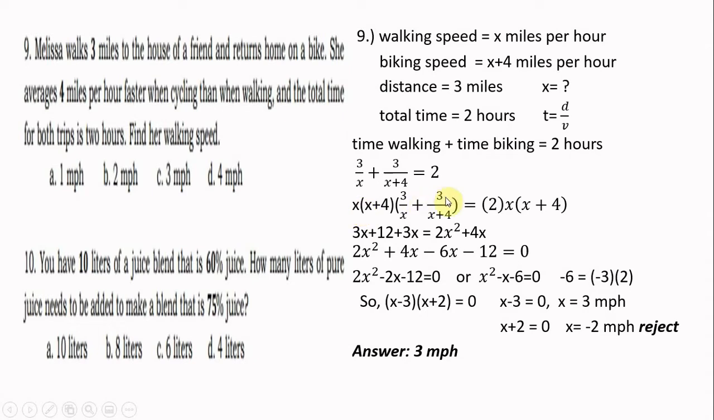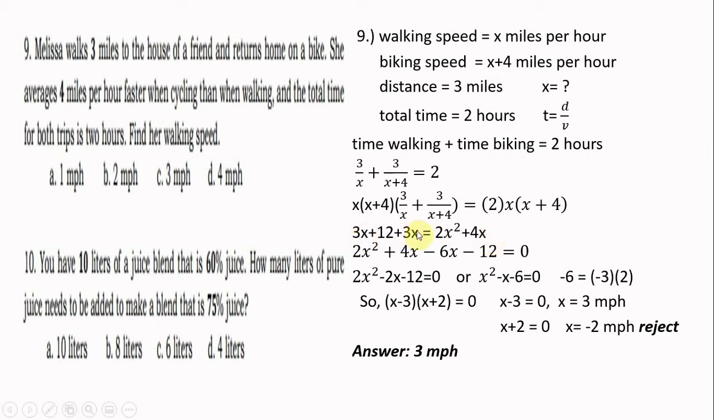So x times 3, that's 3x, is equal to, here, if you multiply 2x times the quantity x plus 4, that is 2x squared plus 4x. Okay, now we have here 3x, they are similar terms. So we could transpose the similar terms onto the right side.